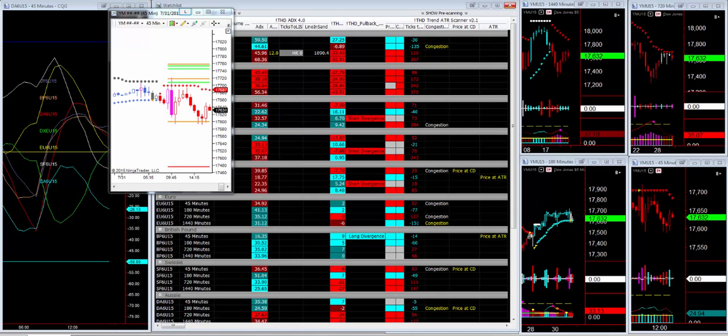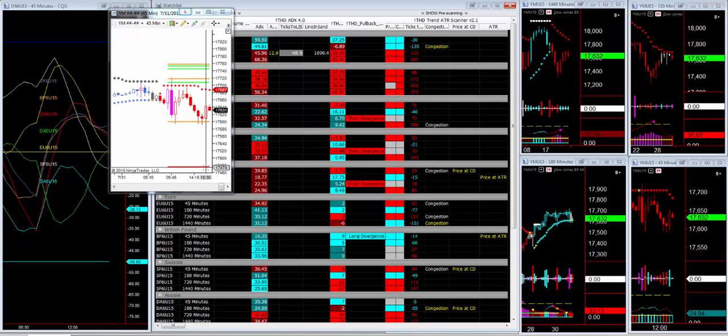Now, if you look at the congestion zones on the 45-minute Dow, it really outlines perfectly the area that it's trading in right now. You have actually a triple area here. You have an ATR, you have a congestion dot from the 180, and you have a congestion dot from the 720-minute chart. All of those formed an excellent resistance area, and price could not break through that area last week.